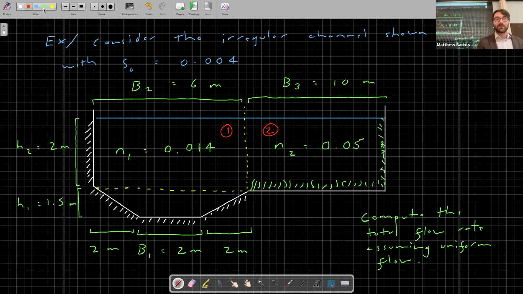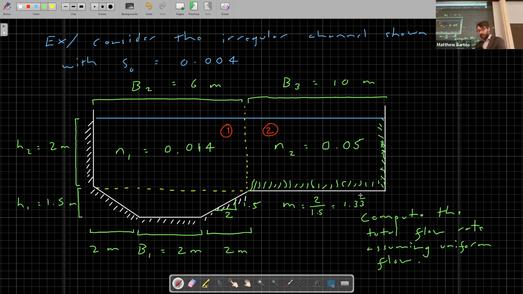Just a note before I move on, we might want to know the side slope of this trapezoid. You'll note that the triangle here is 2 meters wide and 1.5 meters tall. So our side slope in terms of the horizontal to vertical dimension will be 2 divided by 1.5, which is equal to about 1.33 repeating. We'll need that side slope for computing the perimeter and cross-sectional area of this trapezoidal portion.